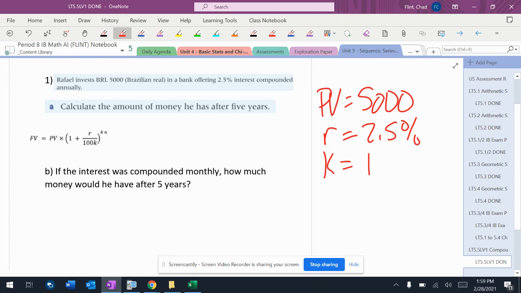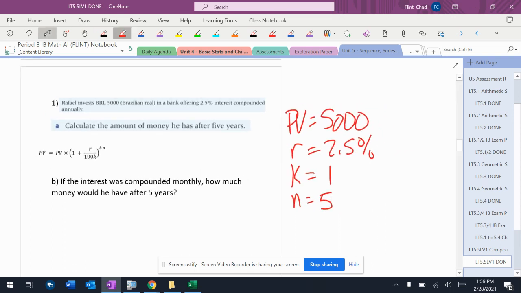Okay, so the K value is going to be 1. And it says calculate the amount of money he has after 5 years. So N equals 5. All right, so I know those things. There's basically 5 things in this formula. There's future value, present value, rate, K, which is compounding, and then N. So I have everything but future value. So my thing is, if I'm finding future value, then the formula is usually the easiest.